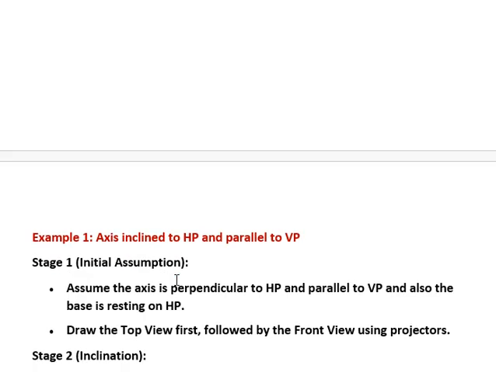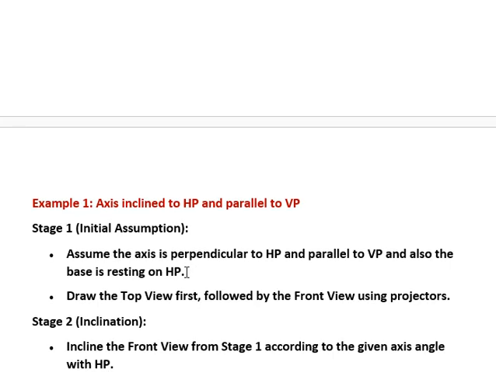Example: axis inclined to HP and parallel to VP. I assume some type of solid, maybe prism, pyramid, cone, cylinder, whatever it may be. Axis of the solid inclined to HP and parallel to VP. Likewise, we are taking one example. The following procedure we have to follow for approaching a projection of solids problem.